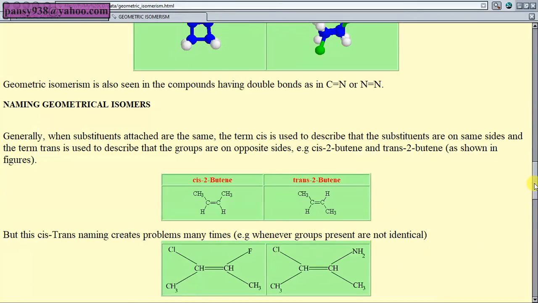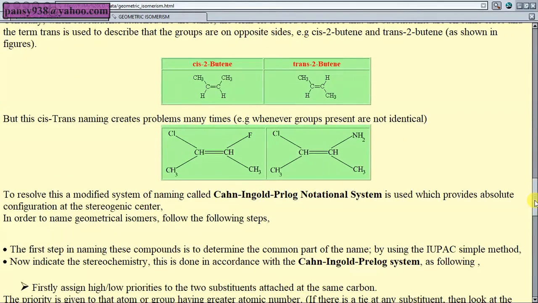But in the case when different groups are present, for example, here is a case, a double bond. At the upward position there is a chlorine and the second carbon contains fluorine, and downside there are both methyl groups.